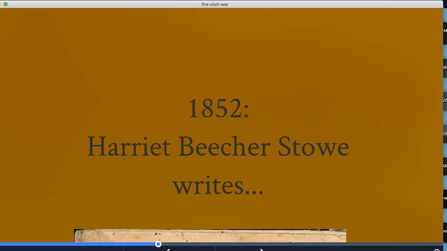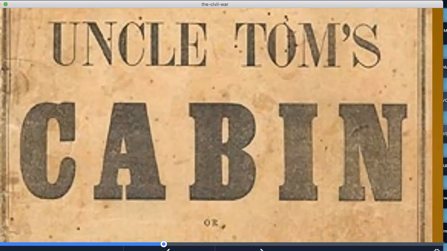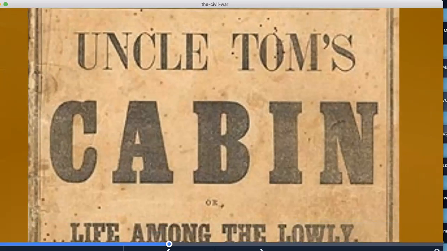We talked about Harriet Beecher Stowe in 1852. She writes Uncle Tom's Cabin, which is going to create an uproar within the South. It basically showed a negative light on Southern use of slaves. It was a very derogatory book towards Southerners, and they became more and more upset with this Northern literature that was being developed.